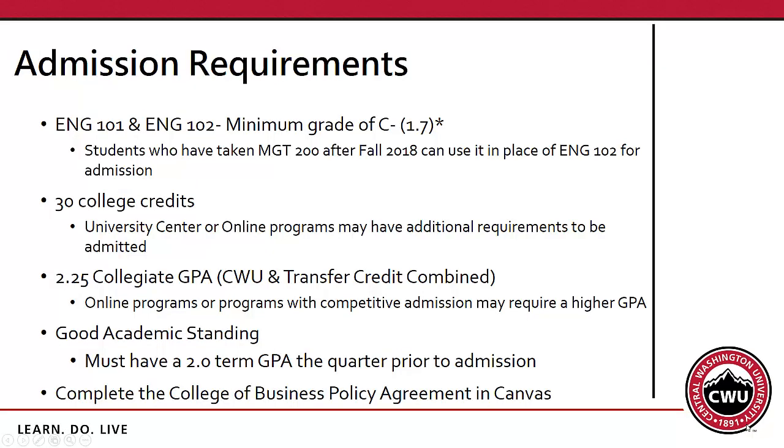The first part of the advising sheet are the admission requirements for this program. It is required to complete English 101 and 102 with a C- or higher. Students who took Management 200 in or after fall 2018 can use it to replace English 102 for admission to this program. The other admission requirements include 30 college credits, a 2.25 collegiate GPA, that you are in good academic standing, and that you have completed the College of Business Policy Agreement in Canvas.